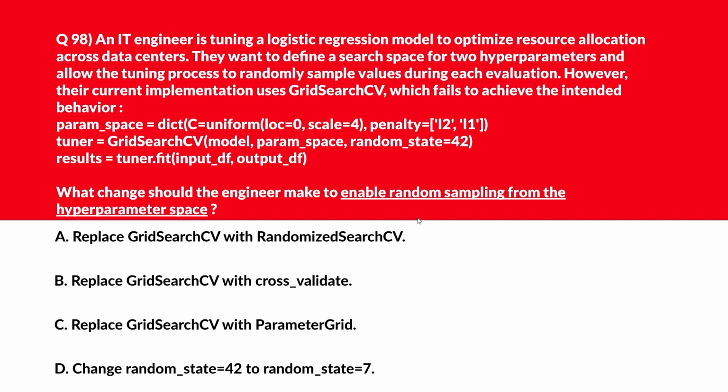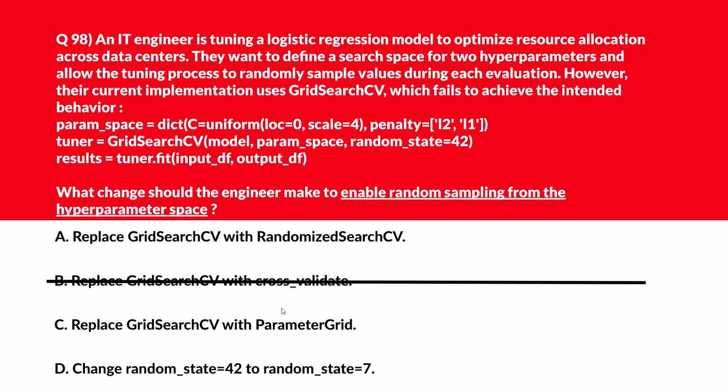We need to enable random sampling from the hyperparameter space. Option E is replace grid search CV with randomized search CV. So this enables random sampling from distributions during hyperparameter tuning. Let's keep it. Let's move to option B. B says replace grid search CV with cross validate. Cross validate evaluates model performance but doesn't perform parameter search. Wrong answer.